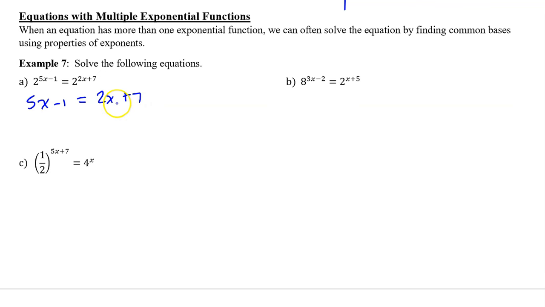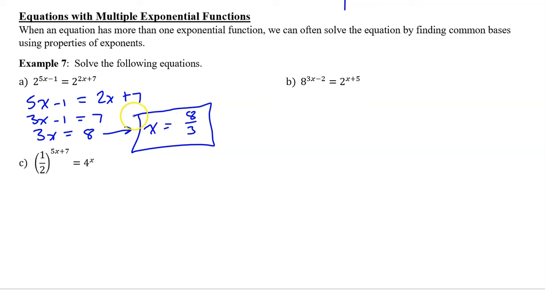And we're back to algebra 1. Subtracting 2x from both sides gives us 3x minus 1 is equal to 7. And adding 1 to both sides gives us 3x is equal to 8. Which means that x is equal to 8 over 3 when we divide both sides of the equation by 3.